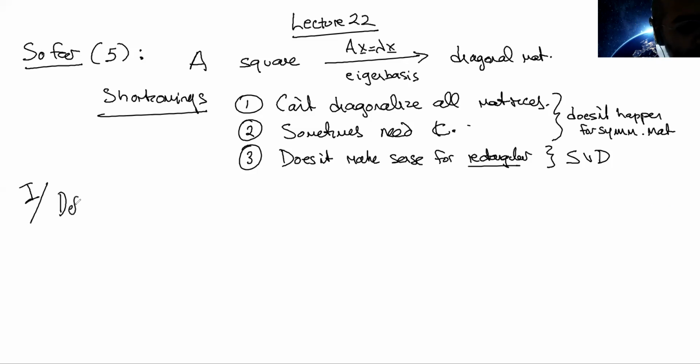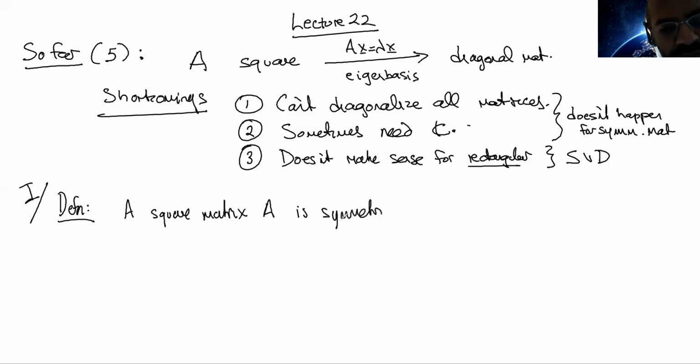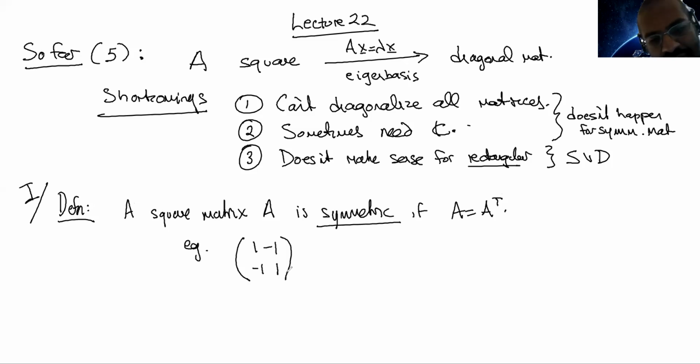So here's a definition. A square matrix A is symmetric if it's equal to its transpose. For example, this matrix is symmetric. So symmetry is a property that, okay, there's a transpose in it, so it somehow should be related to chapter 6 in some way. And it's not clear what, if anything, symmetry has to do with eigenvalues.